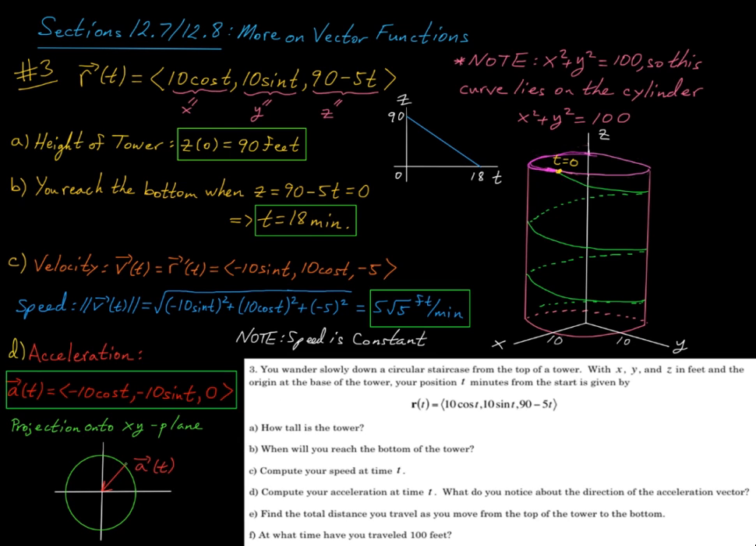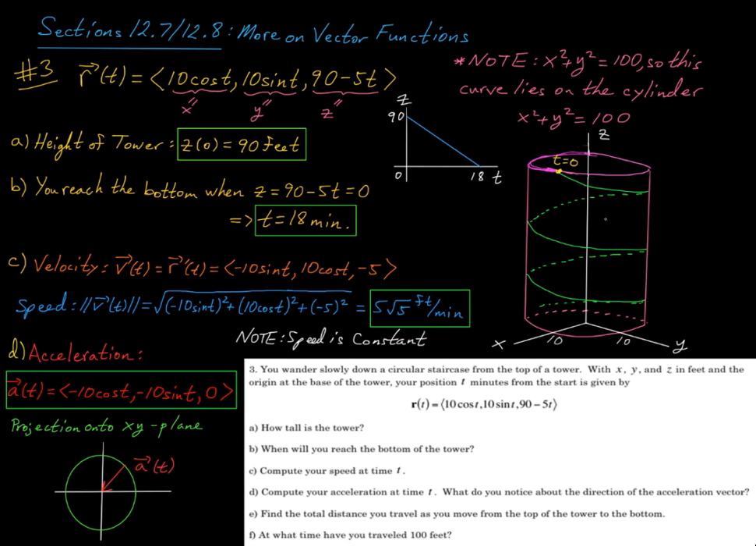Now what would the direction of the acceleration be if I'm looking at the projection on the xy plane? Well, notice the i and j components of the acceleration vector are the same as the i and j components of the position vector, except we have negatives in front. So just like we saw in the very first question on this worksheet, our acceleration vector will point directly towards the center of this base circle when you project everything onto the xy plane.